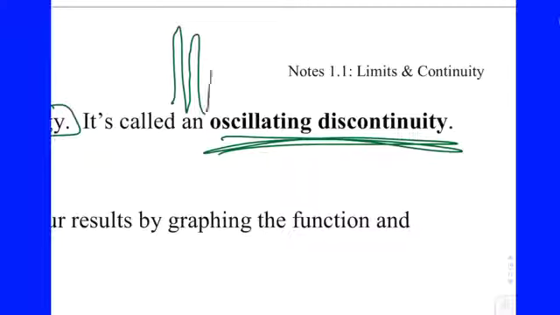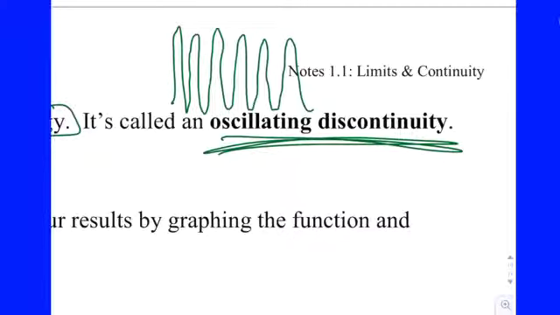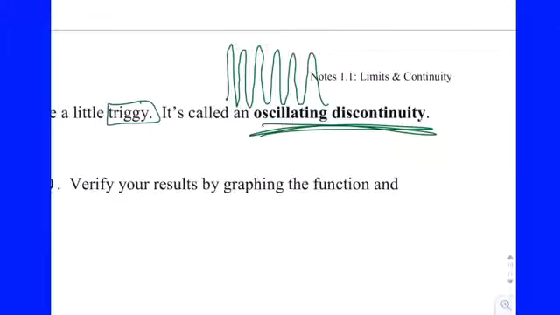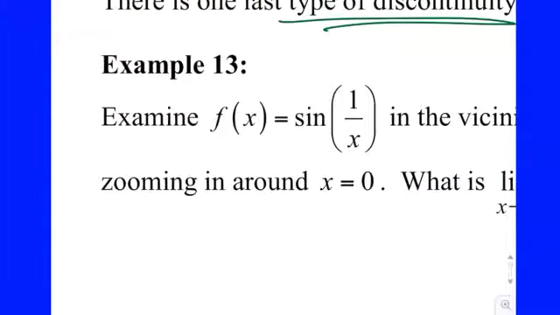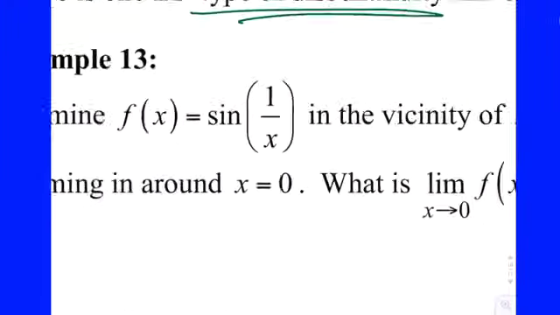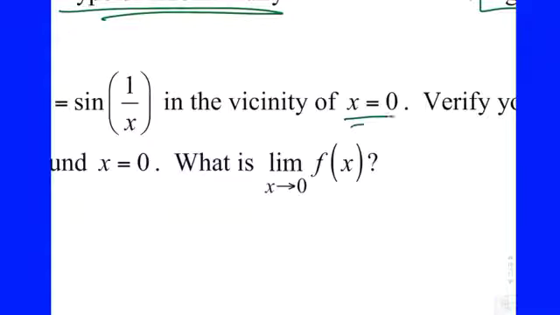Up and down, up and down, back and forth, right? What type of functions do that? Trig, right? Sine and cosine, trigonometric functions, they repeat. So let's take a look at it. Example 13. This is how I'll introduce this discontinuity to you. It says to examine the function f of x equals sine of 1 over x in the vicinity of 0.